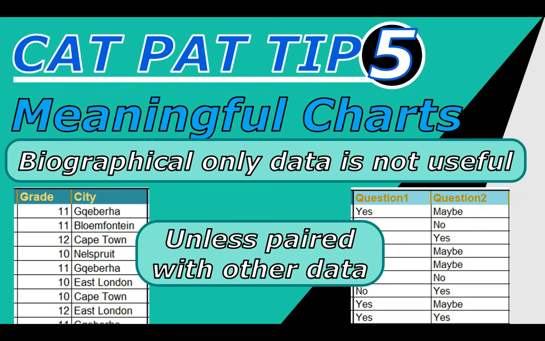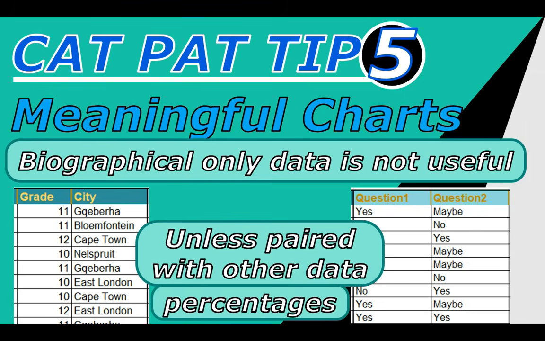For example, the number of grade 11s that said yes in question 1, the number of people in Gqeberha that said yes in question 2. Pair biographical data with other questions if you're going to use biographical data. And because you're probably not going to have an even grouping of grade 10s, 11s, or 12s, or people from particular cities, refer to CatPat tip number 4 about the percentages to get a better view of those values.